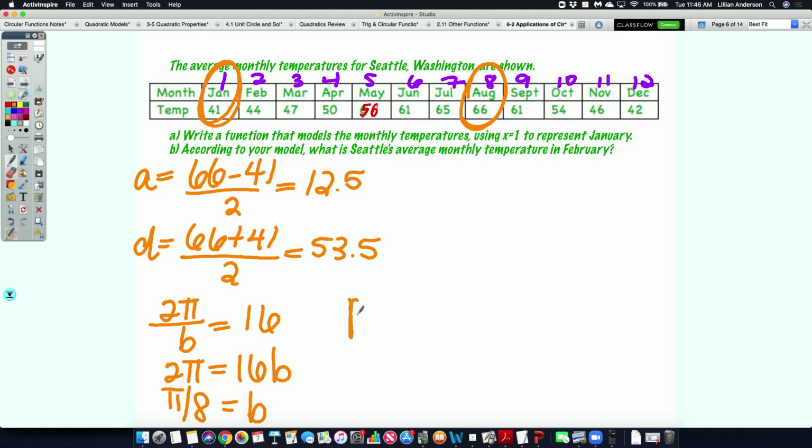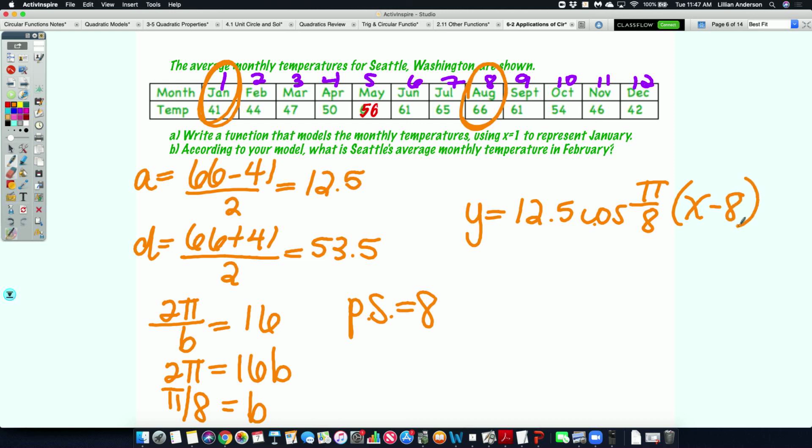Right? So I'll have y equals, remember we're basing off of cosine. So I have y equals 12.5 cosine pi over 8 x minus 8 plus 53.5. That's my equation. Questions?